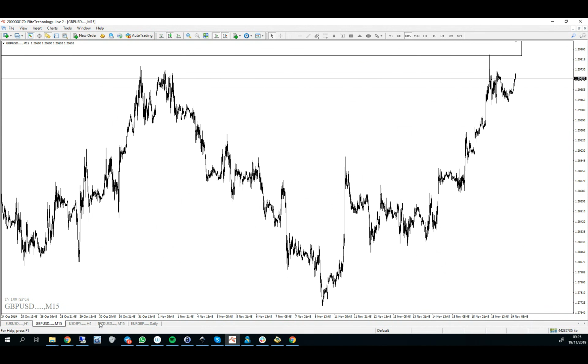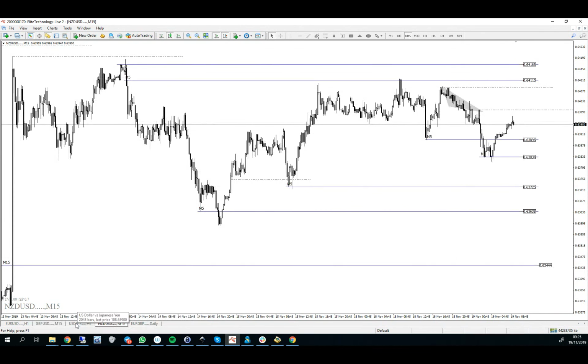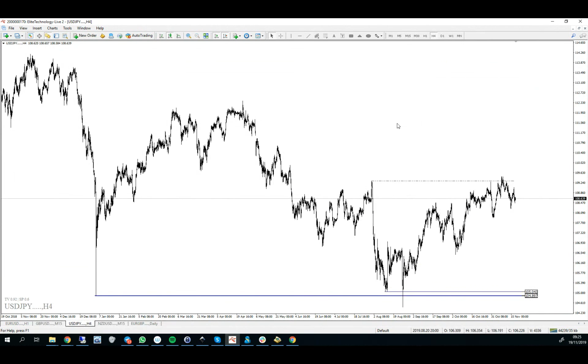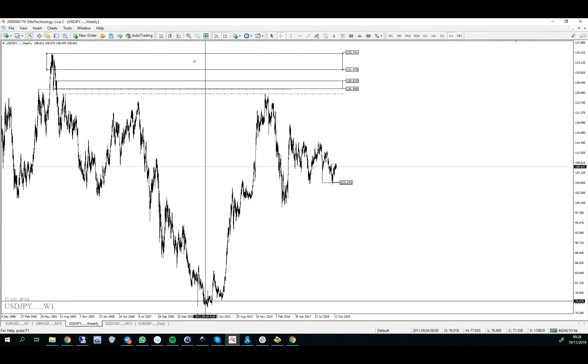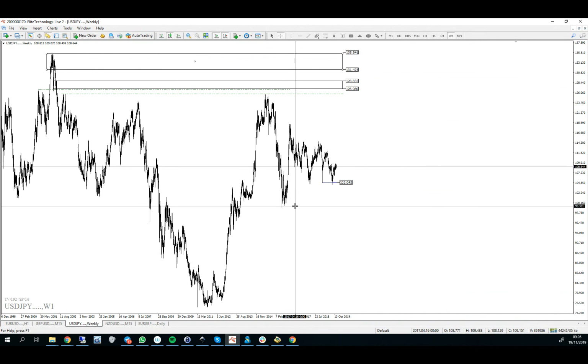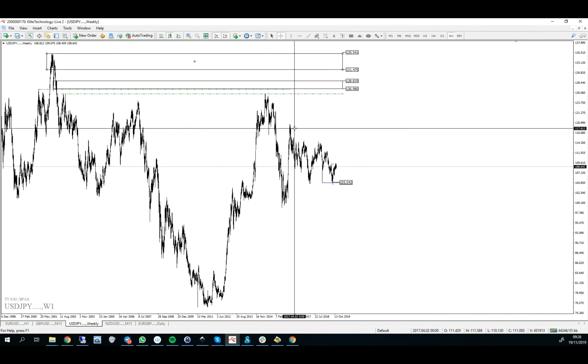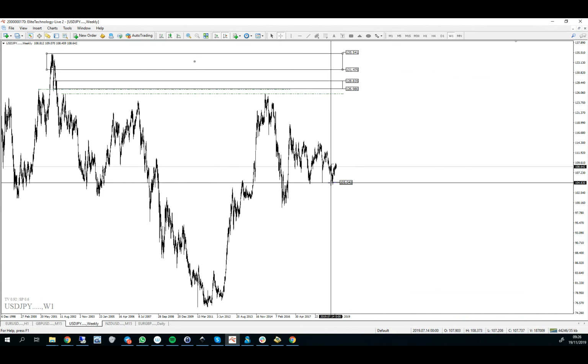So let's review another asset. The Japanese yen. Let's see what's going on with it. The Japanese yen, in the last weeks, is being pushed higher, and I believe that the trend is changing. Let's see.